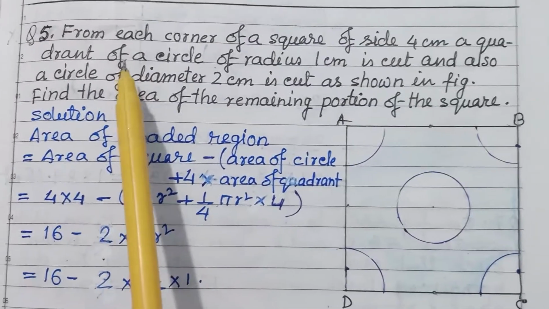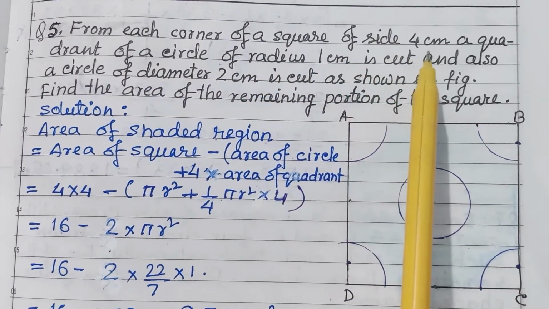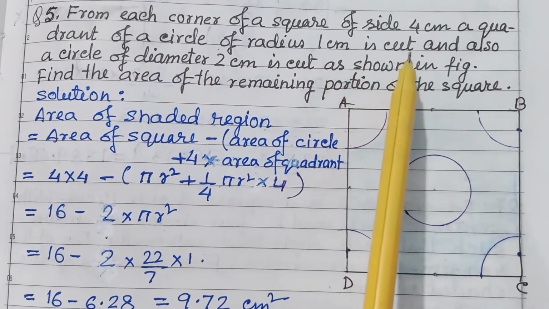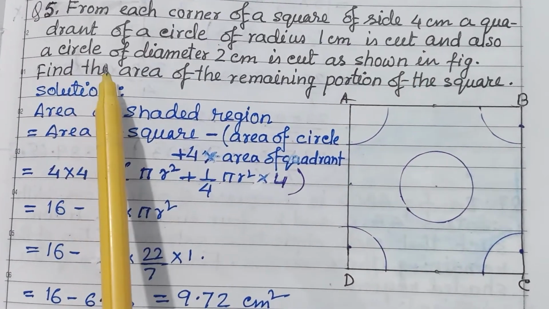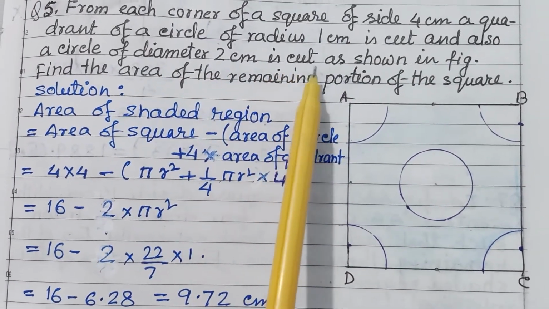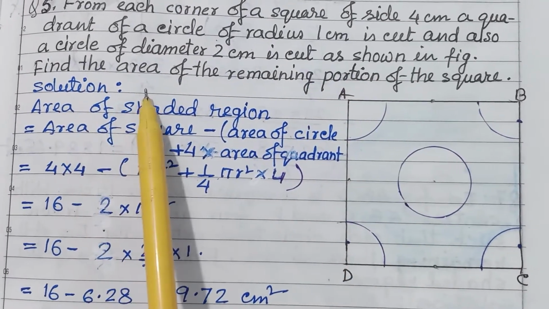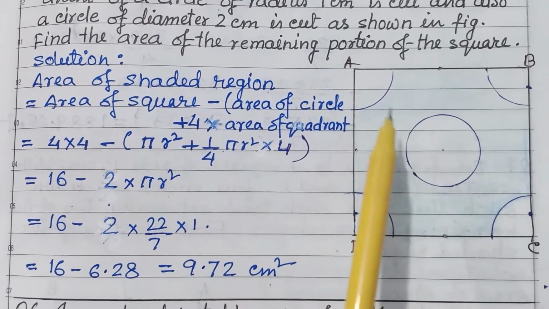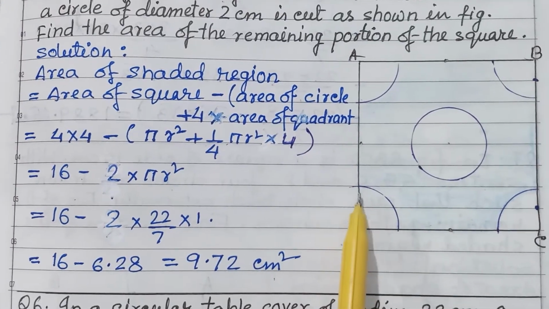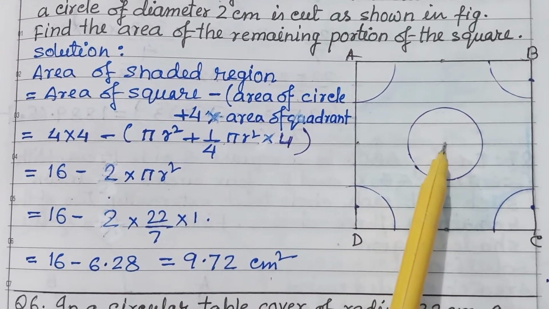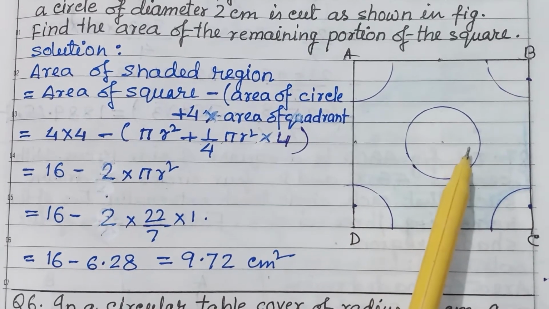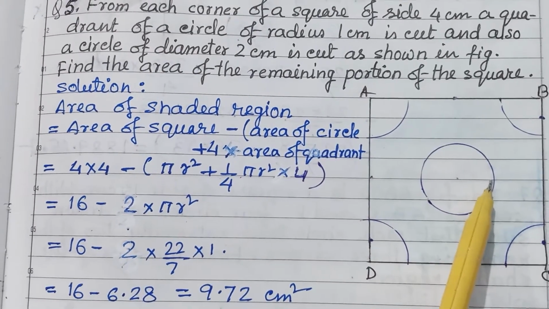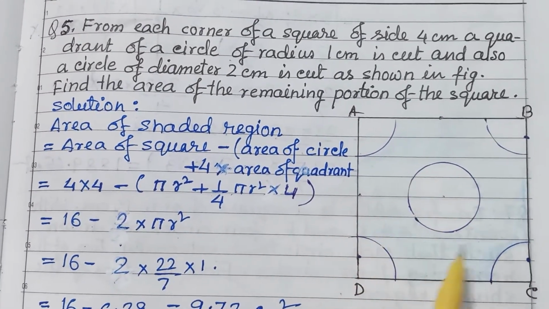Question number 5. From each corner of a square of side 4 centimeter, a quadrant of a circle of radius 1 centimeter is cut, and also a circle of diameter 2 centimeter is cut as shown in the figure. Find the area of the remaining portion of the square. Now 4 quadrants of radius 1 centimeter will be cut, and at the center there is a circle of diameter 2 centimeters, radius 1 centimeter. Now we have to find the area of the shaded portion.